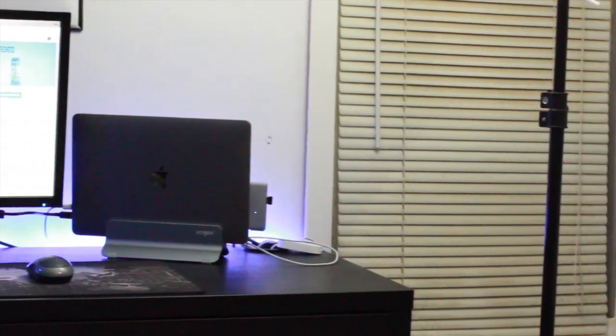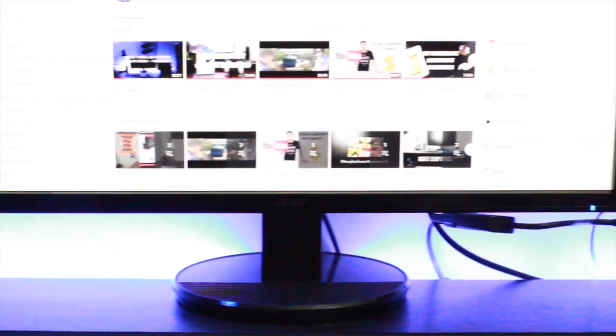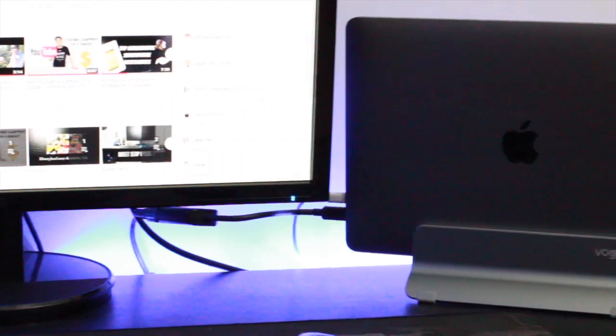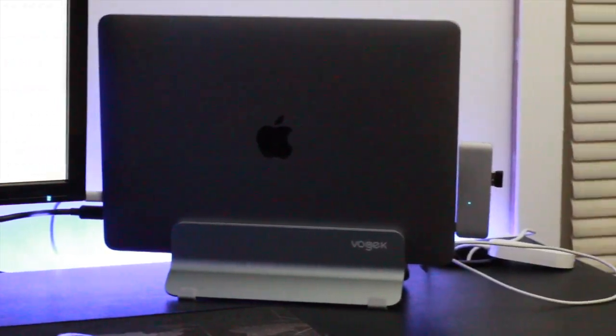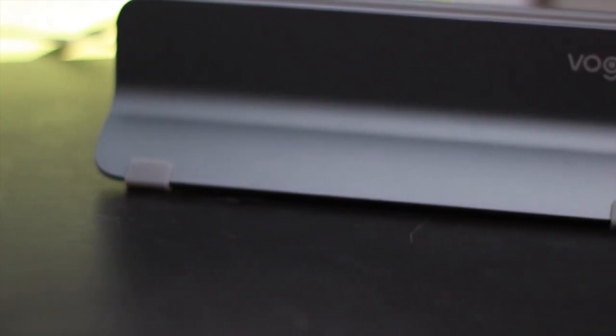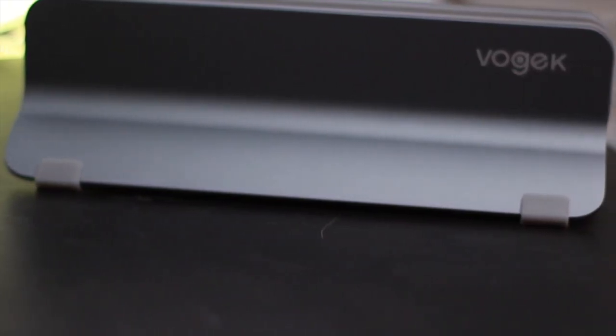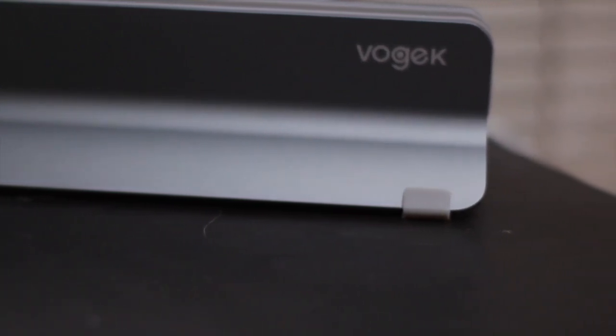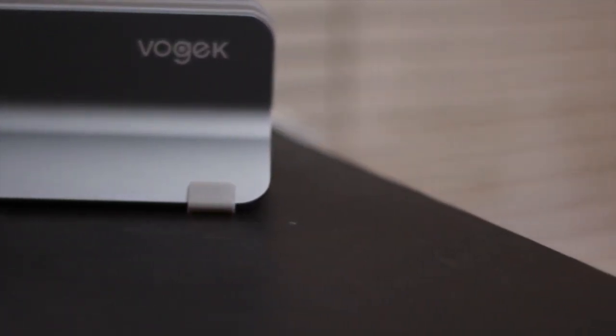First of all, this stand comes in four colors: gold, rose gold, silver, and space gray. Prices vary depending on color, but this one comes in at $30. This laptop stand features a solid and durable aluminum body with a nice brushed finish. It also features silicone feet at the bottom to ensure that this stand will stay put and keep your desk scratch-free.